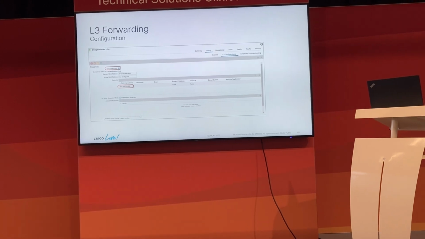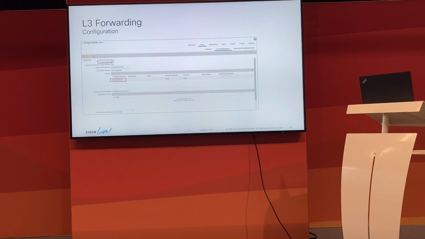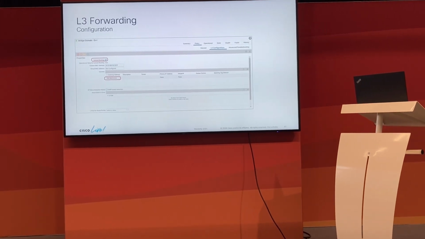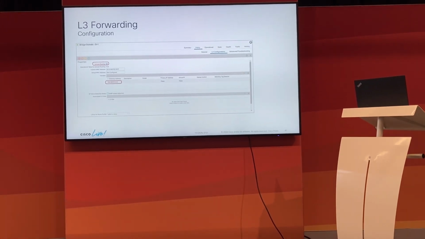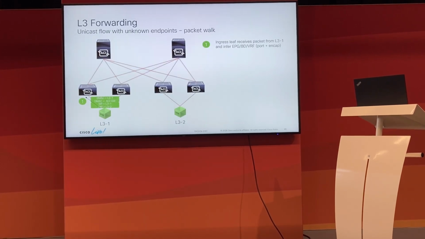From a configuration perspective, if you want the traffic to be routed in the bridge domain, you need to enable the unicast routing flag and to configure a bridge domain subnet under your bridge domain. And once done, we are good to go.